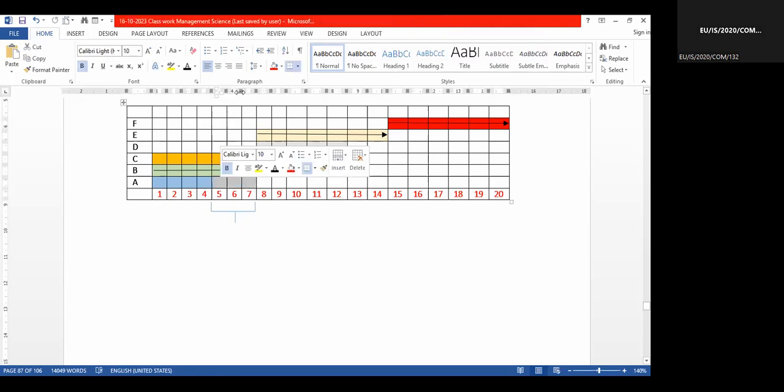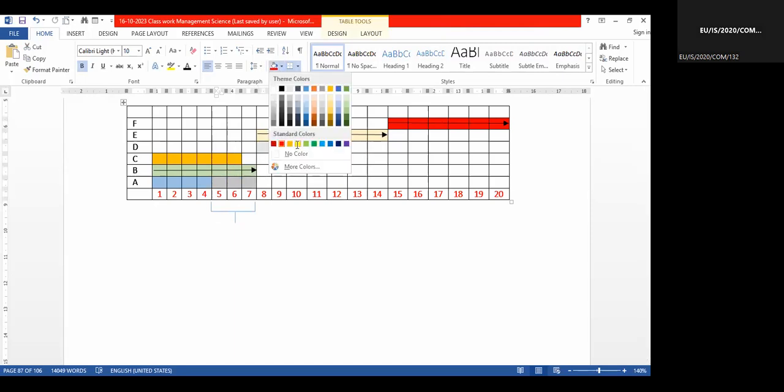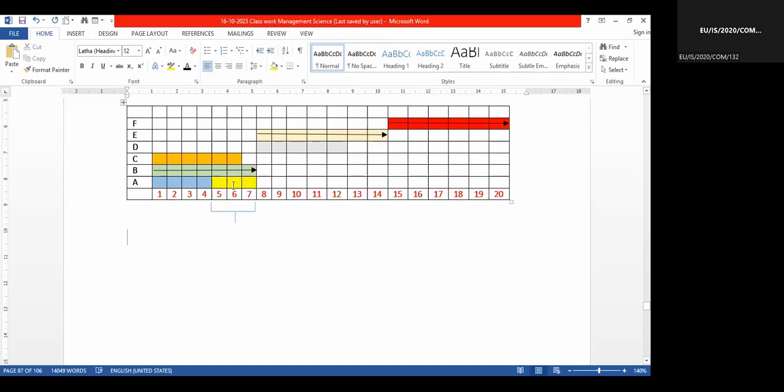Right. So the delay duration I put in a yellow color. That shows 3 days you can delay. Right. Activity A can delay by 3 days. It's not going to affect the project duration. Okay. Right. How many days can we delay C?